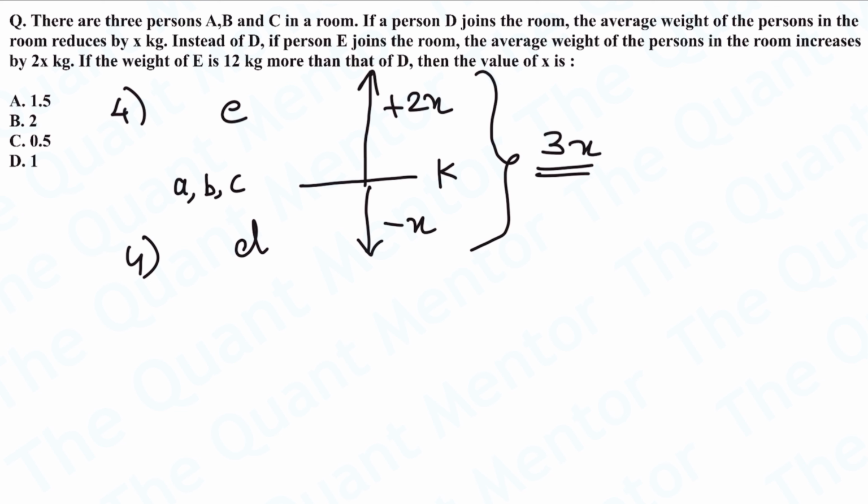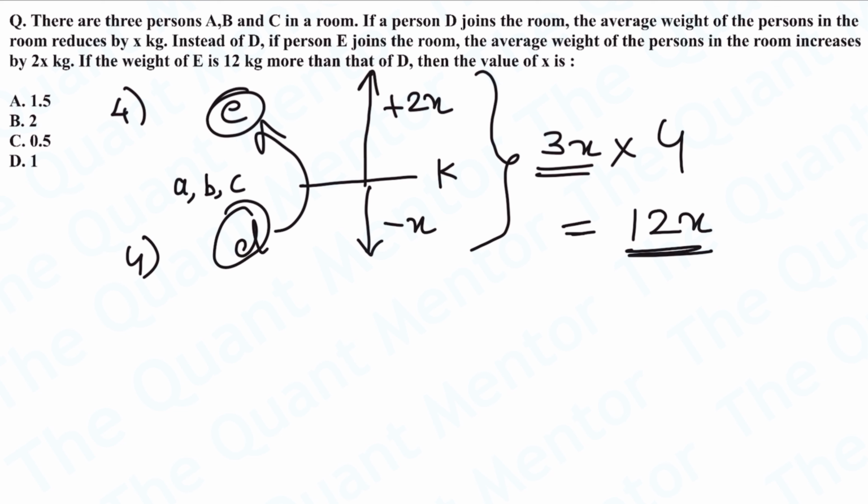Since average is sum upon number of terms, sum will be average into number of terms. So 3x is the change in average multiplied by 4 people. The total will basically change by 12x. And why will the total change by 12x? Because the weight of E is more than the weight of D. How much more? 12 kgs. So 12x is nothing but 12 kgs.